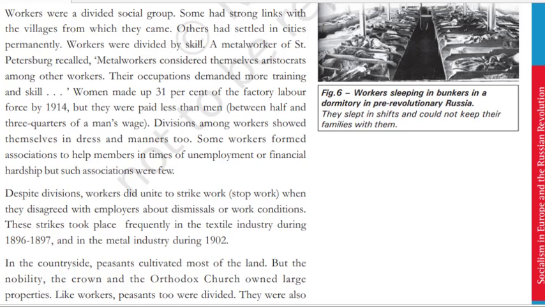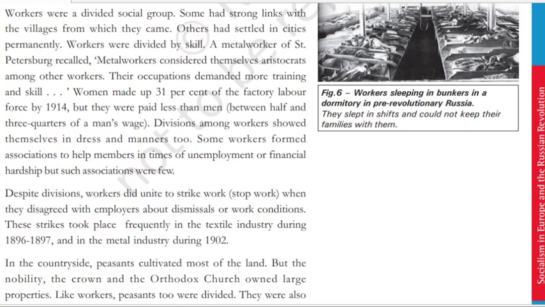Women made up 31% of the factory labor force by 1914, but they were paid less than men, between half and three quarters of a man's wage. Divisions among workers showed themselves in dress and manners too. Some workers formed associations to help members in times of unemployment or financial hardship, but such associations were few.